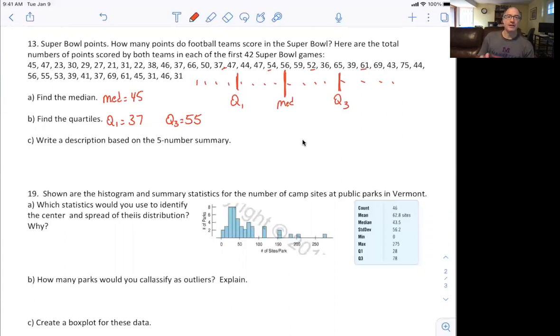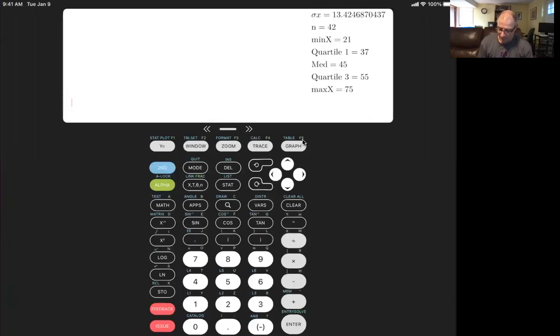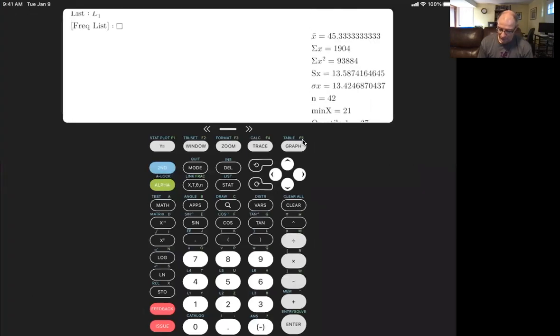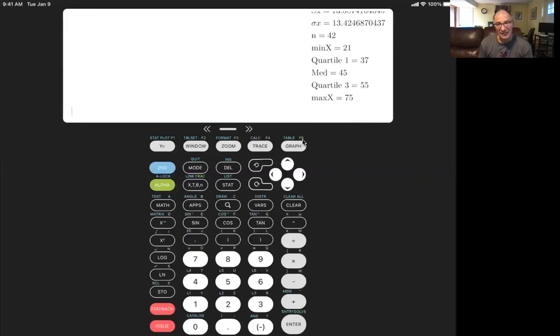Okay, now here's the advantage of our calculator. It says write a description based upon the 5-number summary. So let's go back to that 5-number summary. Okay, now what we're going to look at here is we can scroll up and down a little bit. Okay, what we're looking for is at the very top number here, the mean is 45. My median is 45. So when my mean and my median are roughly equal, I typically have a very symmetrical looking graph. And you know what?